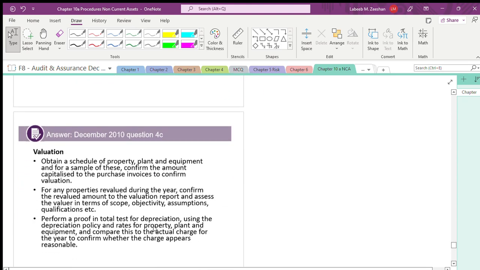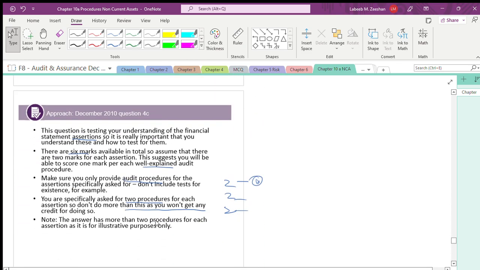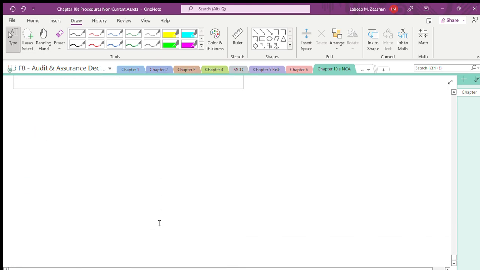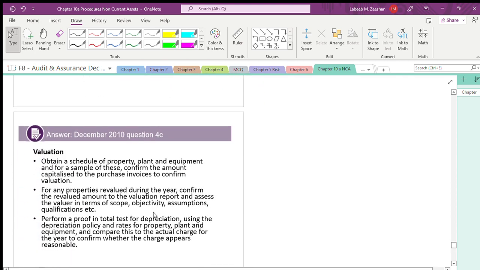Fine. Next, what is the valuation? They are talking about valuation, completeness, and rights and obligations. Here they have given 3, 3, 3. Now, if we are talking about valuation, what do we have to do? You have to obtain a schedule. A schedule is nothing but the primary list. You have to know whether the amount is capitalized or not. That is the most important thing. You have to get the schedule and only the capitalized amount, the capital expenditure. Now you can see the importance of capital expenditure.